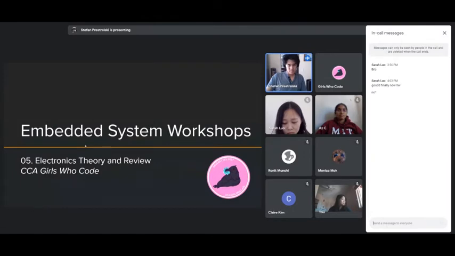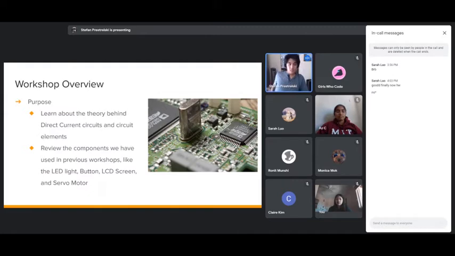So welcome to Embedded Systems Workshop. Today, we're going to be covering more of the electronics theory and just review some of the parts we've gone over in the previous workshops. So, overview today, we're going to learn about a lot more theory behind direct current circuits, which is the circuits that we're working with when we work with Arduino. We're going to learn about some of these circuit elements. And then lastly, we're going to review components that we learned previously, like buttons, LCD screens, and the servo, mostly the LEDs.